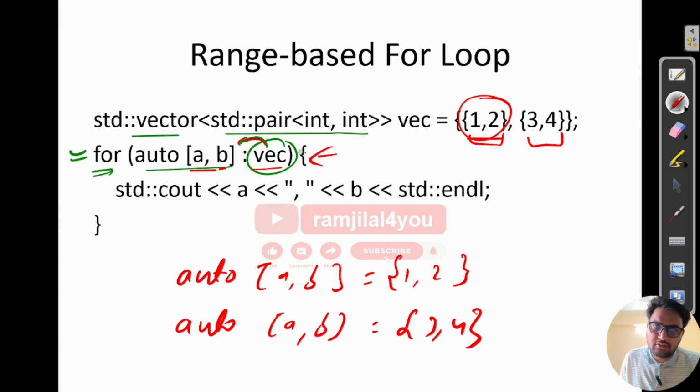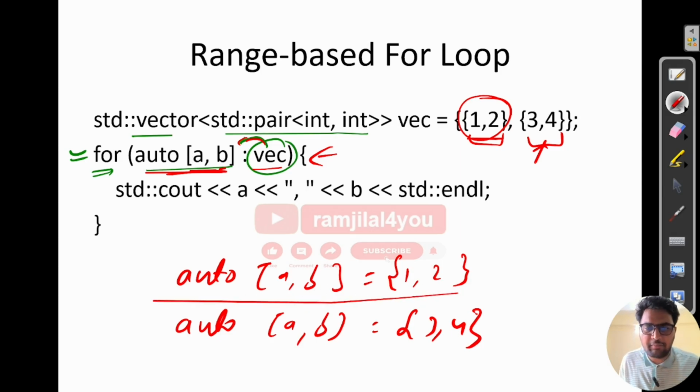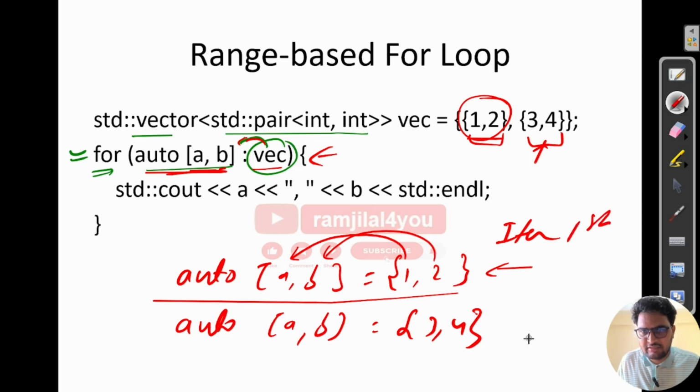So the first element will go in the first iteration, and then in the second iteration the second element of the vector will be assigned to the left side. Now the structured binding will get applied here: the 1 will get copied to a, and the 2 will get copied to b. This is in the first iteration, and this is the second iteration.